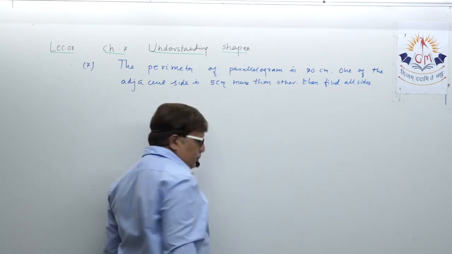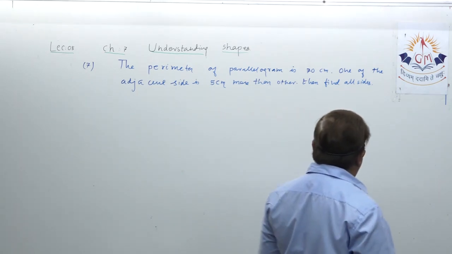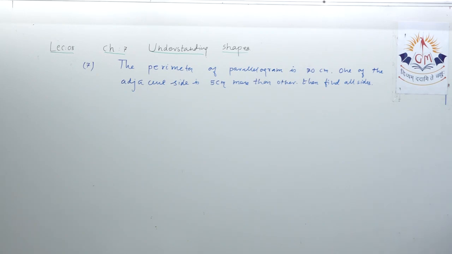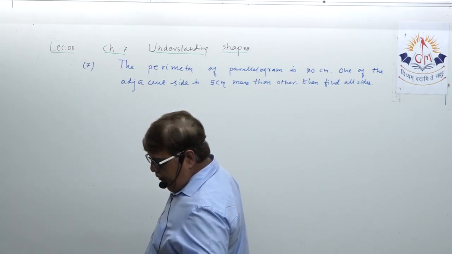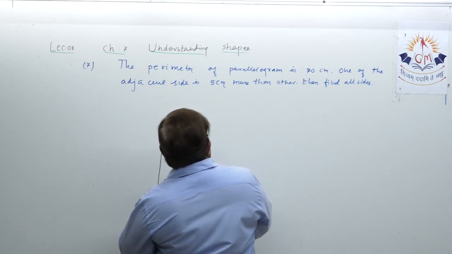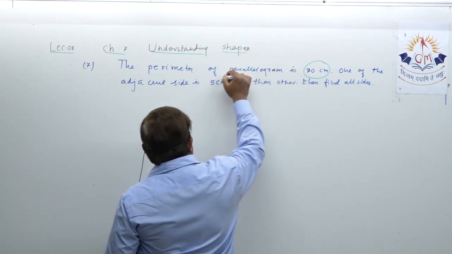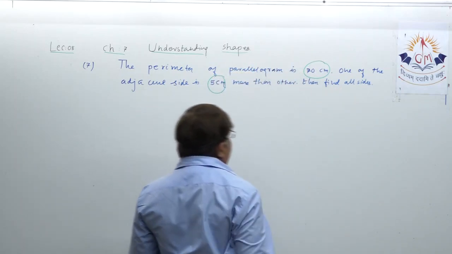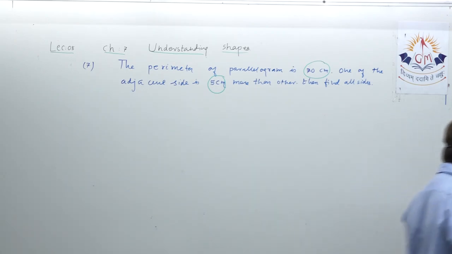Okay. Time 5 minutes. Solve it by yourself, or otherwise we will solve it in the next period. First try to solve it by yourself. I am highlighting the important data for you. Perimeter is 70. One of the adjacent side is 5 centimeter more than the other. Try to solve it by yourself. Okay, 3 minutes time for you.